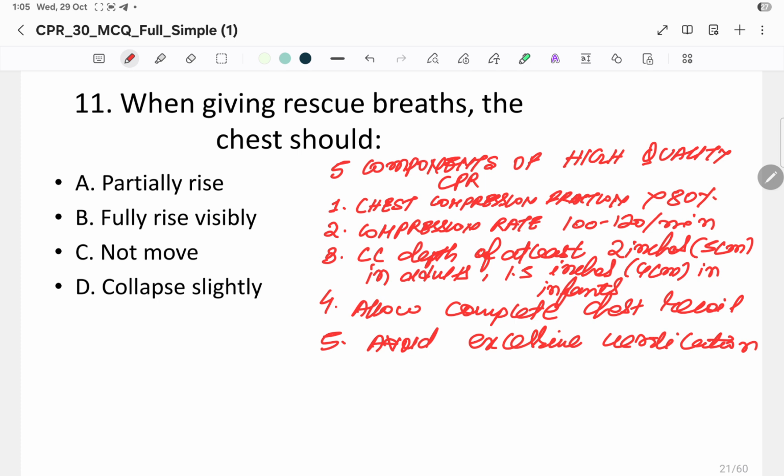So the question is, when giving rescue breaths, the chest should... The correct answer will be B, fully rise visibly, because among the 5 components of high quality CPR, number 4 says we have to allow the chest to recoil completely. So we have to allow the chest to fully recoil.